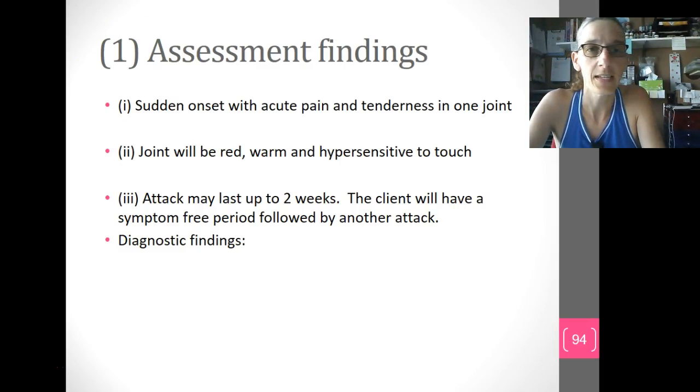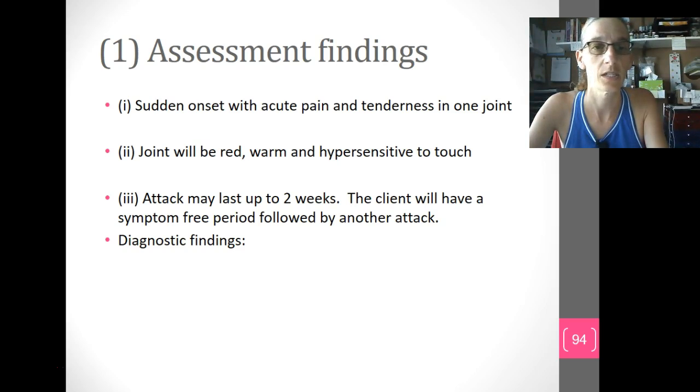Alright, so assessment findings, you're going to have sudden onset with acute pain and tenderness in one joint. The joint's going to be red, warm, very sensitive to the touch. The attack may last up to 2 weeks. The client has a symptom-free period followed by another attack. So diagnostic findings: you're going to be diagnosed based on obvious clinical symptoms and hyperuricemia. And the synovial fluid that's aspirated from the joint during the arthrocentesis will contain urate crystals.